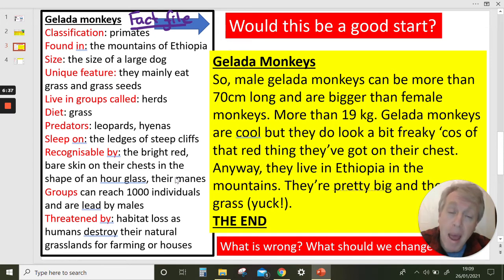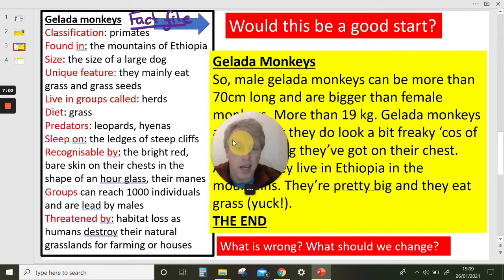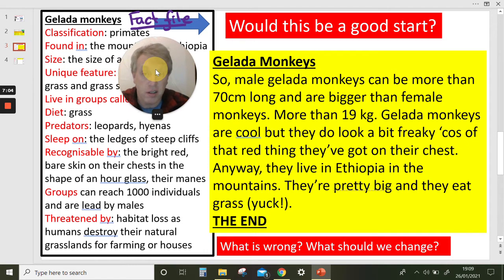So, male gelada monkeys can be more than 70 centimetres long and are bigger than female monkeys. More than 19 kilograms. Gelada monkeys are cool, but they do look a bit freaky because of that red thing they've got on their chest. Anyway, they live in Ethiopia in the mountains. They're pretty big and, hold on, I'll just move this here, and they eat grass. Yuck. The end. So, what do you think?